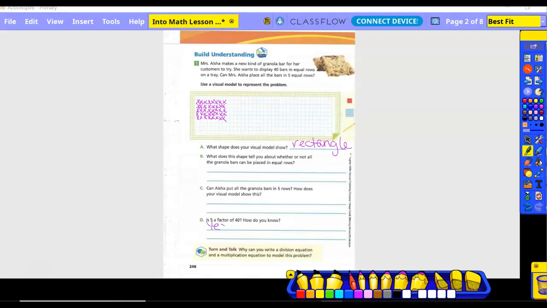So yes, because did we have any left over? Okay, because we didn't have any rows with a different number.